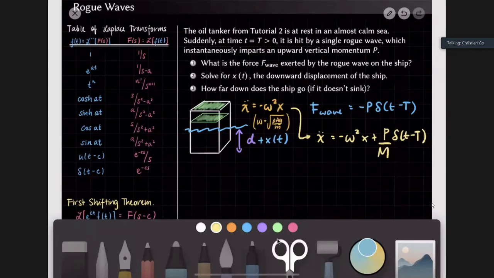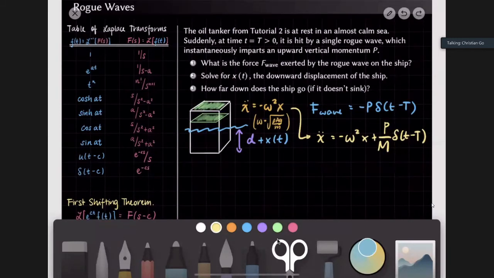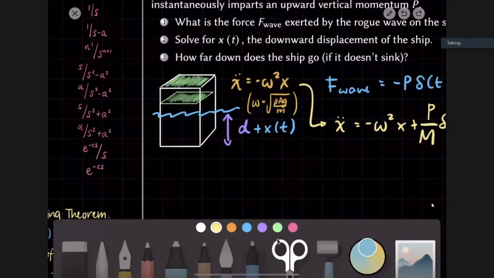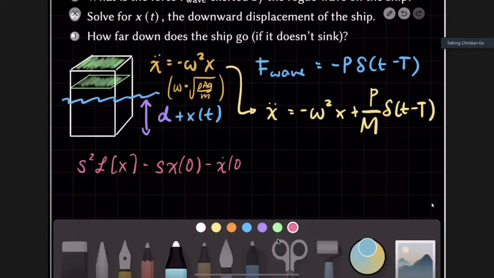How do we solve this differential equation? We are just going to, no choice, use the Laplace transform. Okay, so I'm going to Laplace both sides. Let's use the red. Laplace both sides, this is just going to be s squared L{x} minus s x(0) minus x dot(0) is equal to negative omega squared (a constant) L{x} plus P over m Laplace of the Dirac delta at time big T.